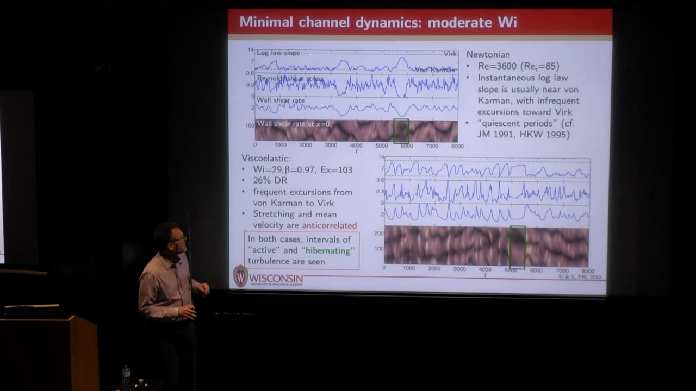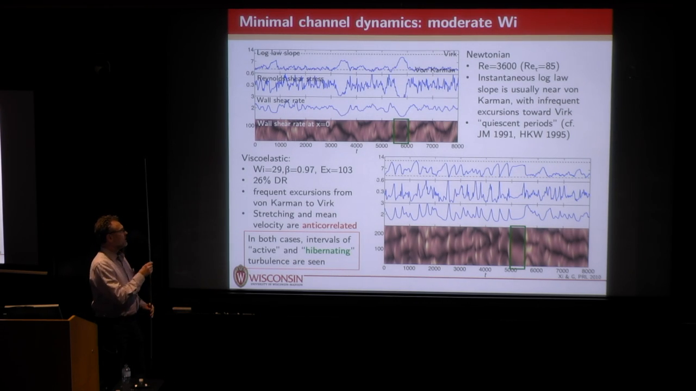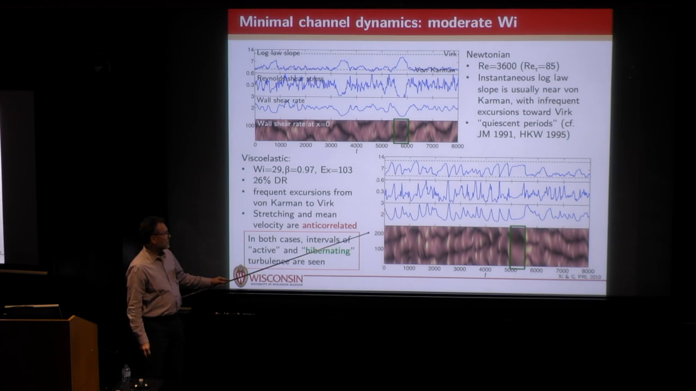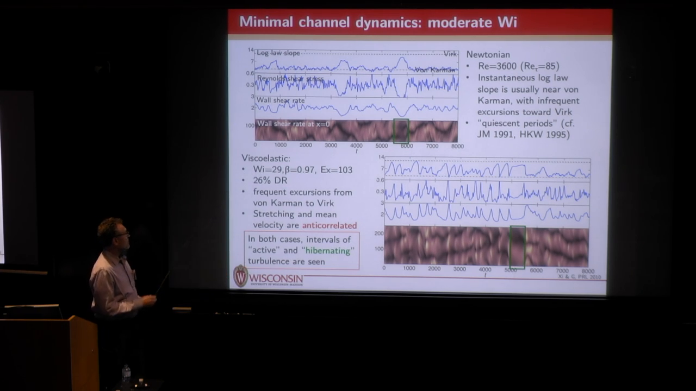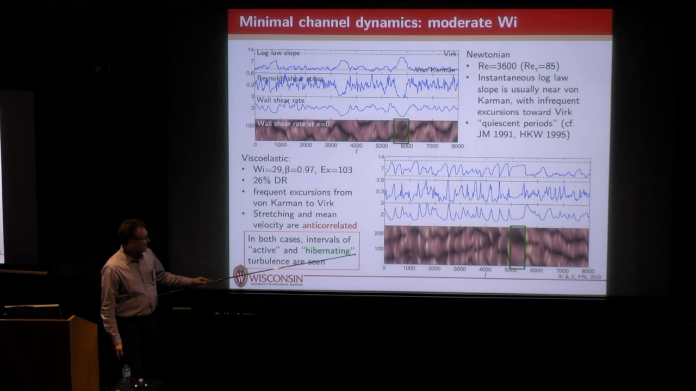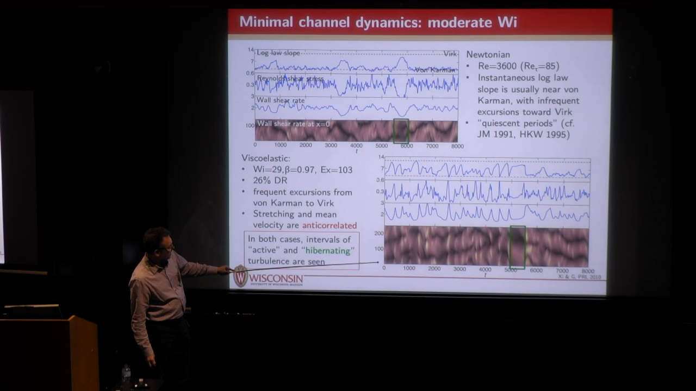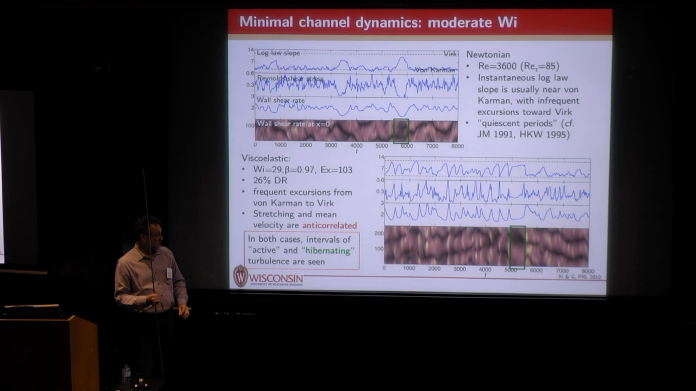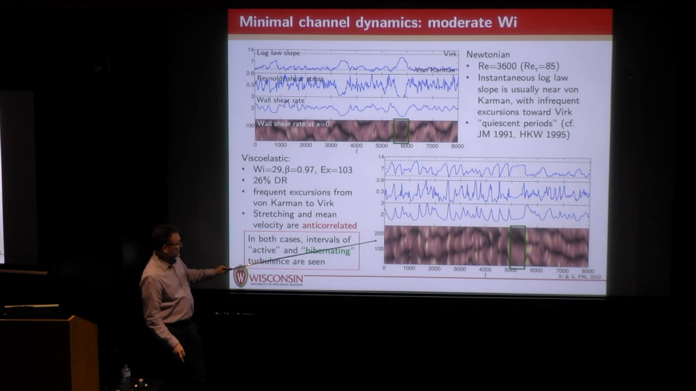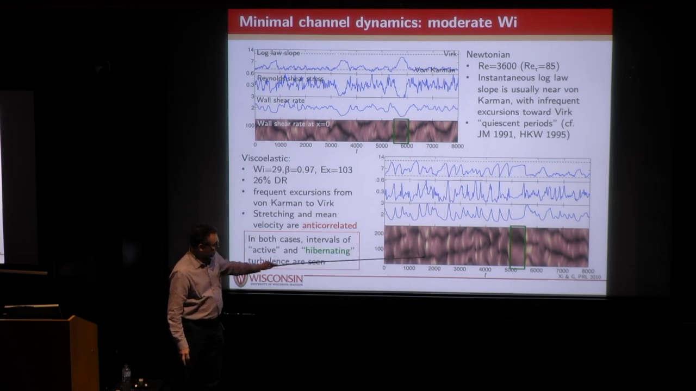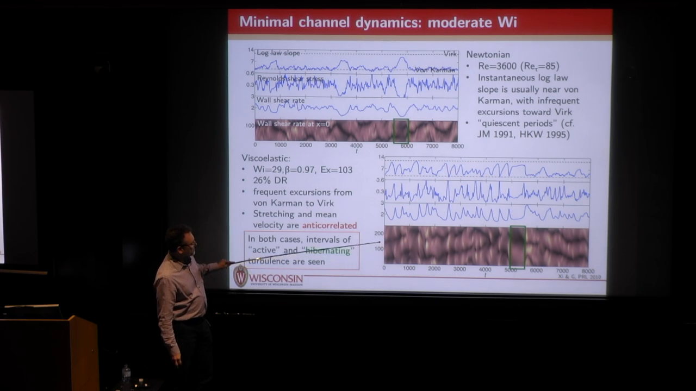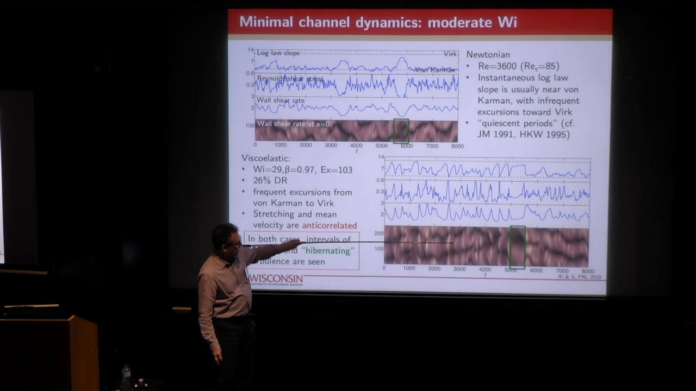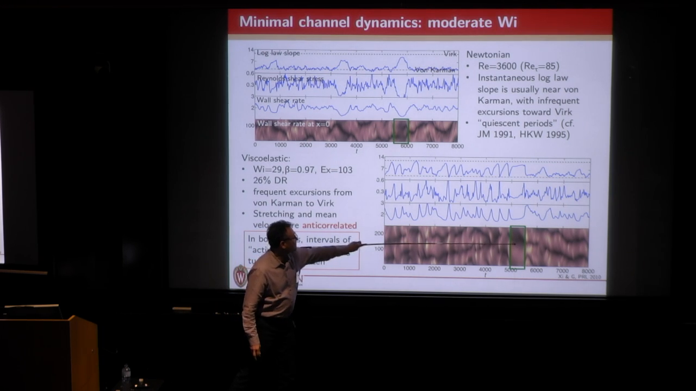A couple key observations. Let's start with this one. This is at a Weissenberg number of 29, and let's just look at this bottom case here. This is just wall shear stress at a line at constant streamwise position as a function of time. There are lots of fluctuations here. These regions here would be low speed streaks, so those are low wall shear stress regions. And what comes through here is there are long intervals where the dynamics are relatively smooth.